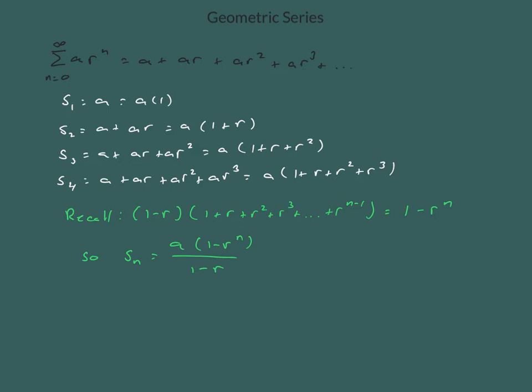If I expand this series, when I put 0 in, I'll get a plus a times r plus a times r squared plus a times r cubed plus a times r to the fourth, and so on. When I take a look at my partial sums, my first, s sub 1, is just a, which is a times 1. S sub 2 is a plus a times r, which is a times 1 plus r. S sub 3 is a plus ar plus ar squared, and when you pull out the factor of a, you get that.